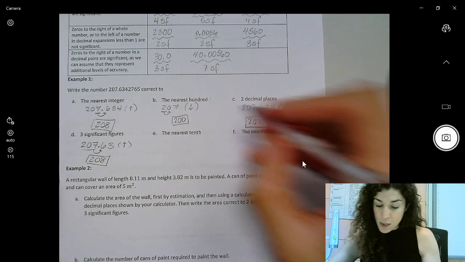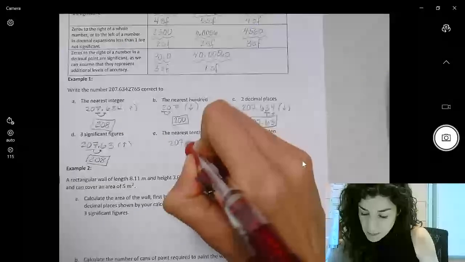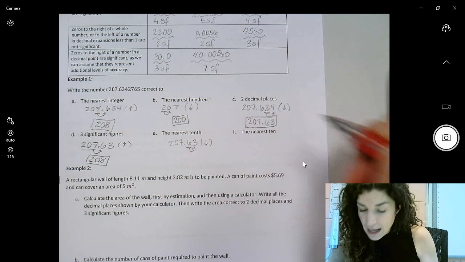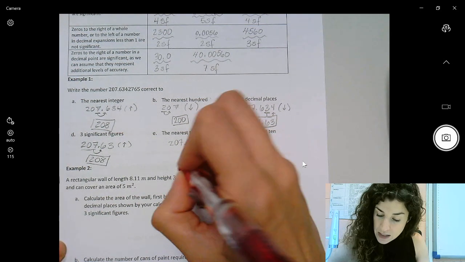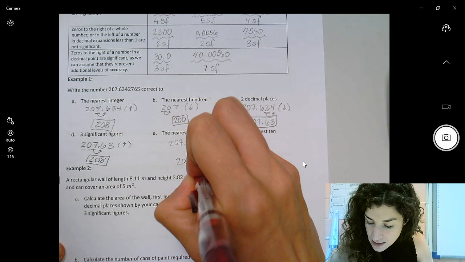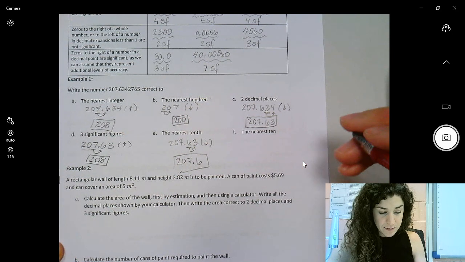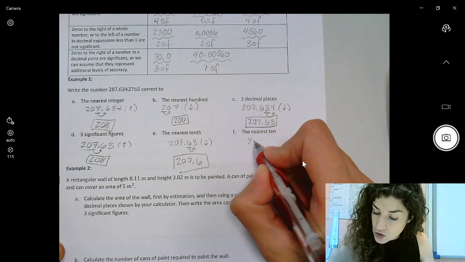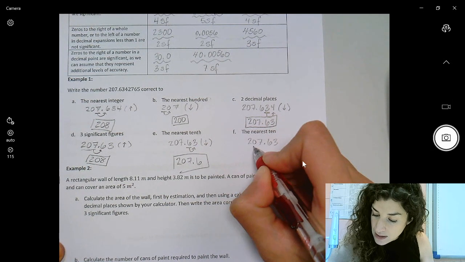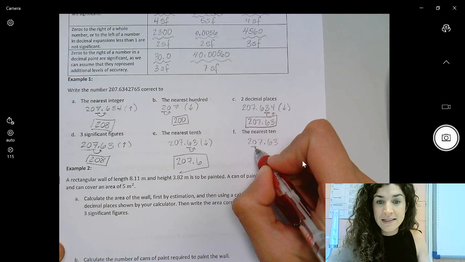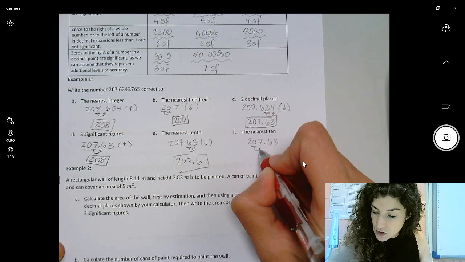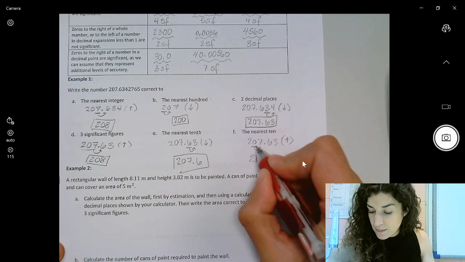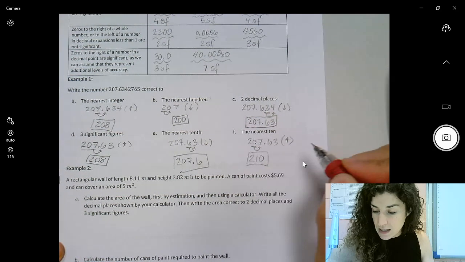To the nearest tenth, 207.63, your tenth spot is there. Looking at the number afterwards, it tells us to round down, which really just means to keep it at the 6. To the nearest 10, there is no th, so what that means is that we are rounding to the tens spot. So that's the number that we're rounding to. We look at the number afterwards to tell us how we are going to round. So it rounds up to a 1, and there we go.